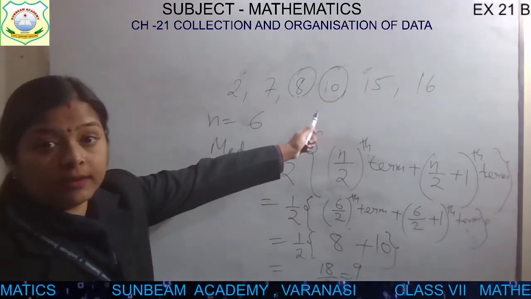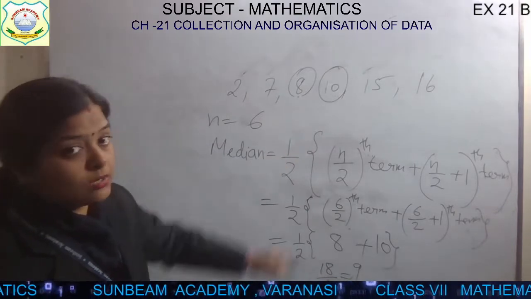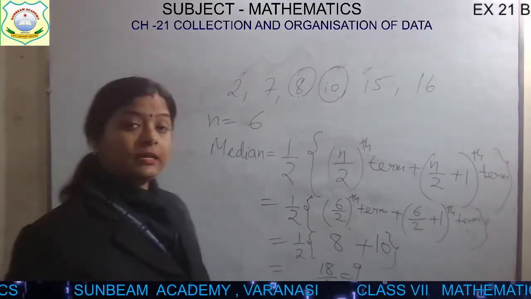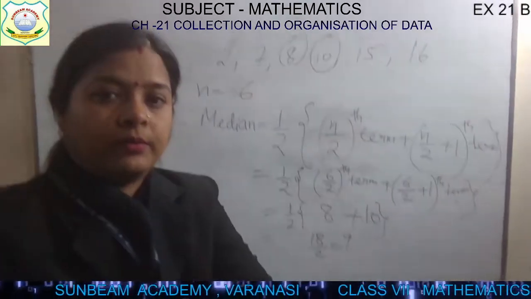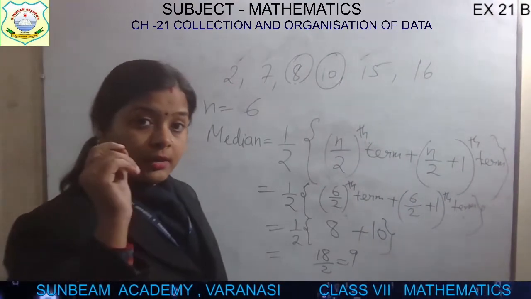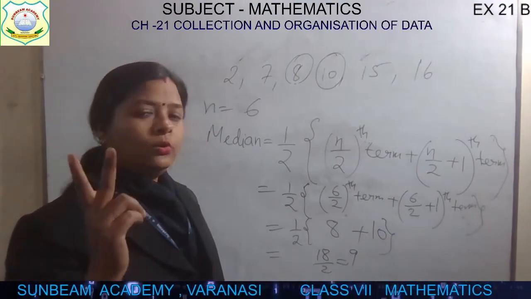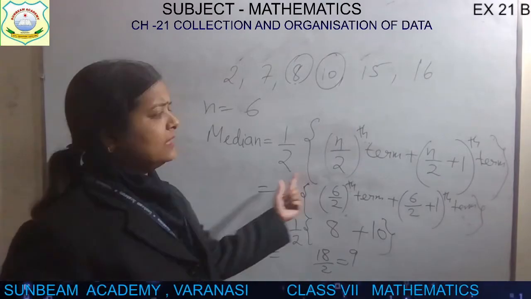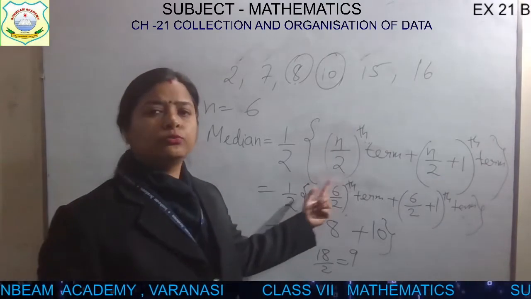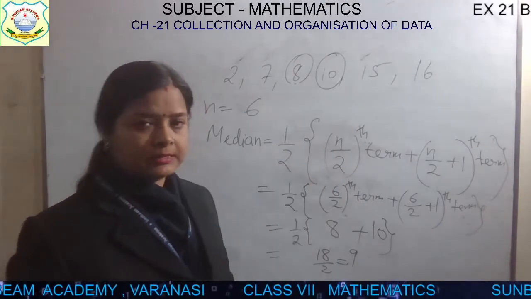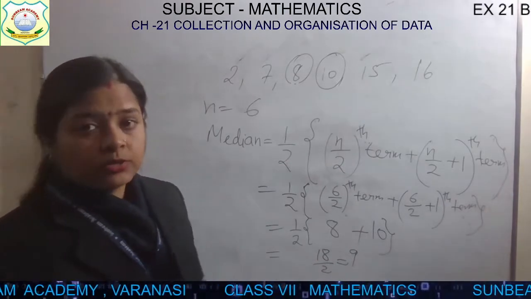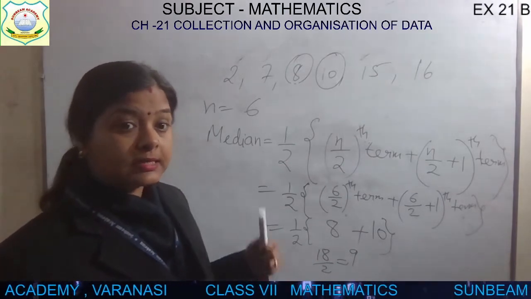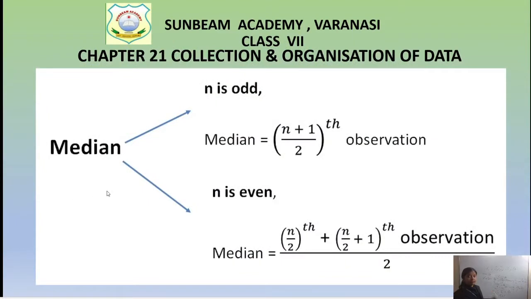9 is not there among the values in the observations, but it may still come. 9 is the middlemost one. So these are the two simple formulas which you will write now. If you write them 2 to 3 times, they will be easily learned. No need to worry. Now let's start with the formula first. See the formula.